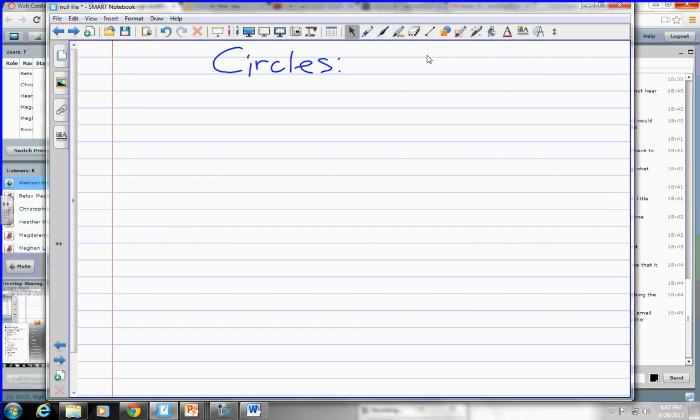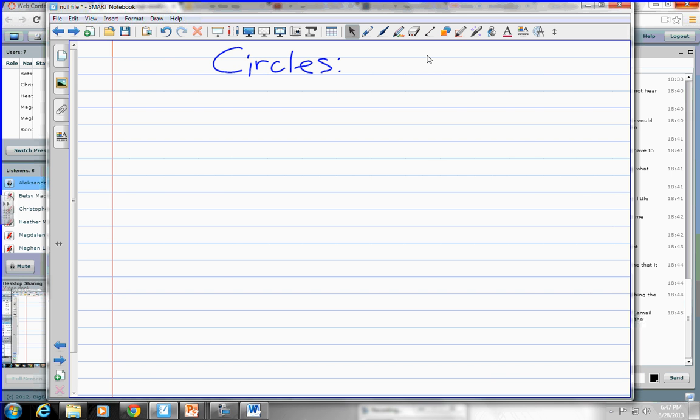Anyways, so yes, the circle is the set of all points in the plane that are equidistant from some other fixed point that we call a center. Kind of a weird definition, but that's all it is. You have a center, and all points that are the same distance from that center will form a circle. So distance creeps in. Okay.